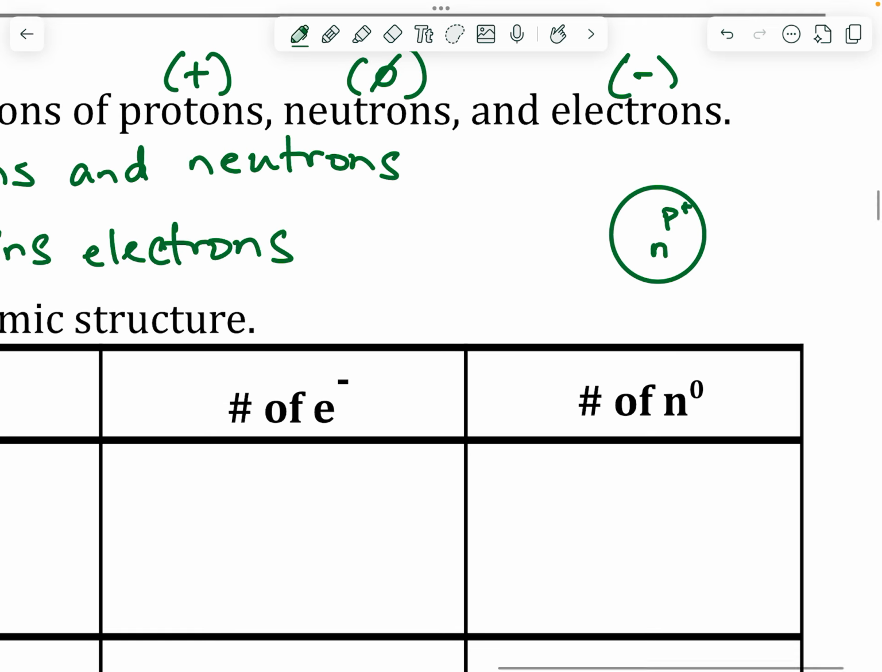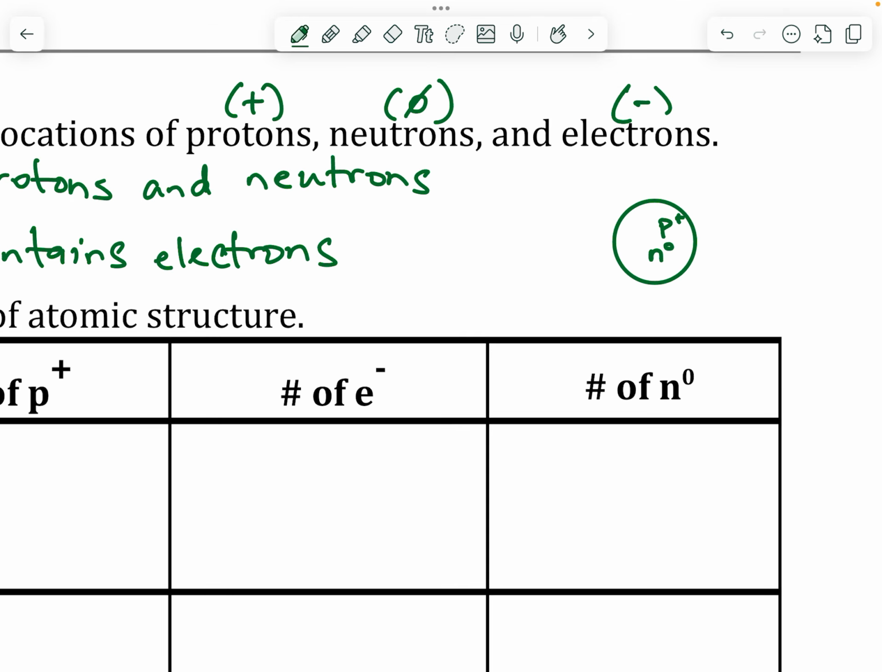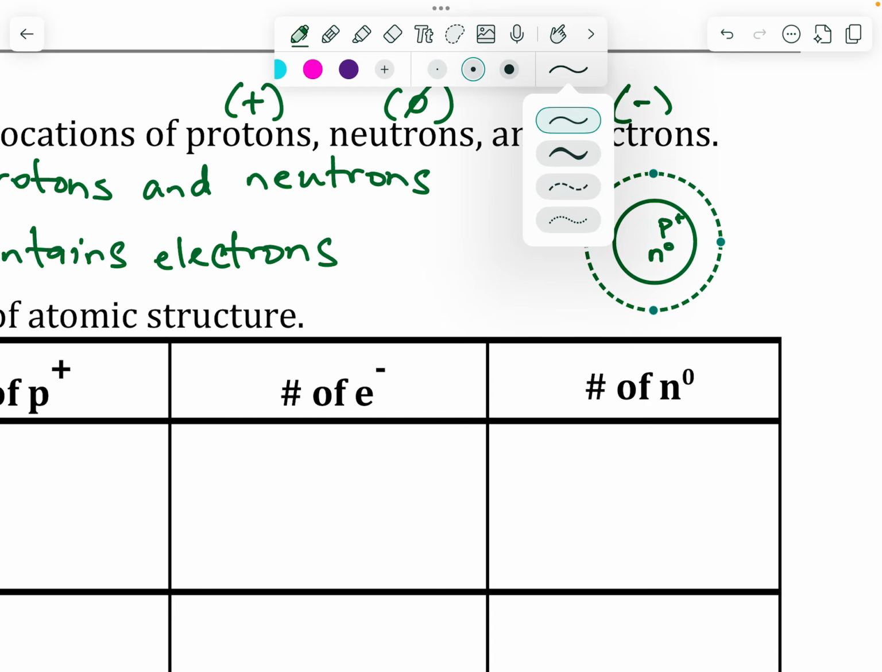And of course, it depends on what the element is how many of those there would be. And then you get fancy and create the shell outside, right? So depending upon how many protons there are affects how many electrons.